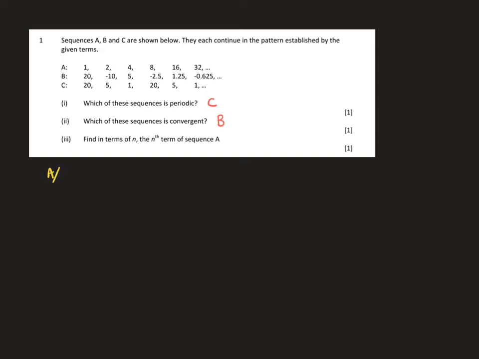So sequence A, the first thing to make sure we understand, is a geometric progression. It has a first term of 1 and it has a common ratio of 2. And you need to remember that the nth term of a geometric sequence is ar to the n minus 1. So that's 1 multiplied by 2 to the n minus 1, which gives you an nth term of 2 to the n minus 1.